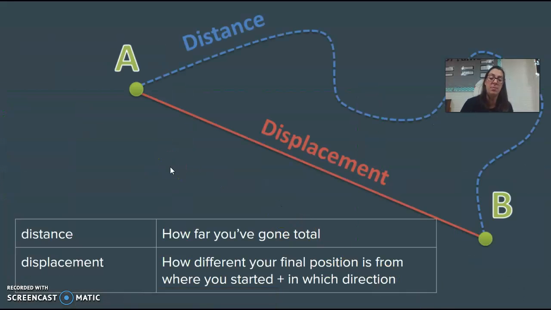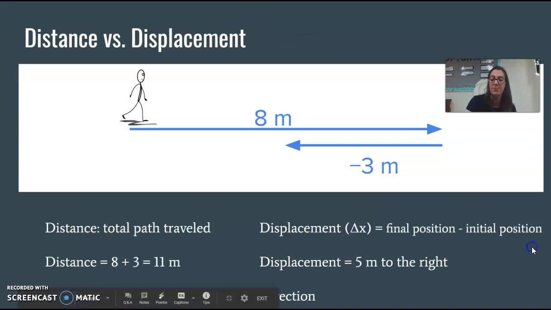Here's a little picture of the difference between distance and displacement. Displacement is that straight line distance from our final position to our initial position, the change in position, whereas distance is the total path that I've traveled. And so you could have, like in this case, a much longer distance, even though you started and ended at the same place, but you traveled further. And so in this case, your displacement would be much smaller.